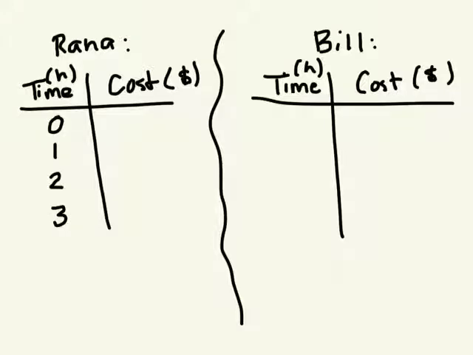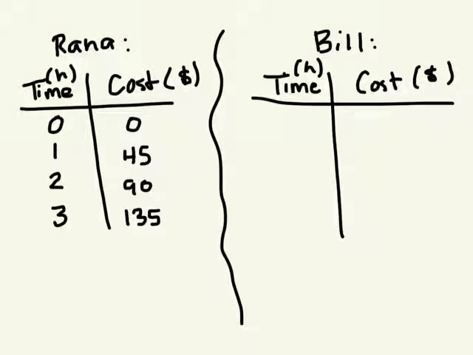Rana's company charges $45 per hour. So if they work 0 hours, what's the cost? $0. For 1 hour, $45. Fill in the rest. Okay, so we filled in the chart for up to 3 hours.